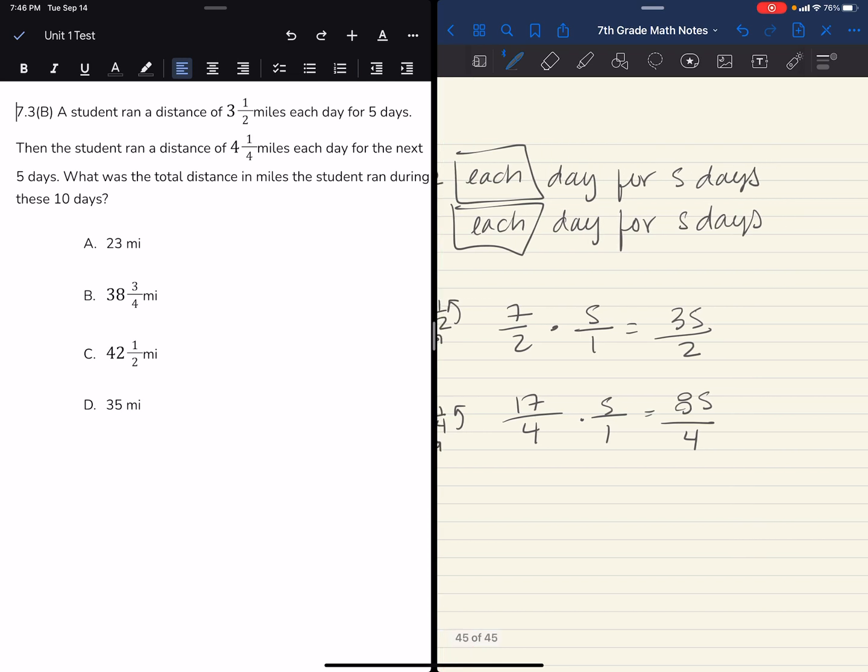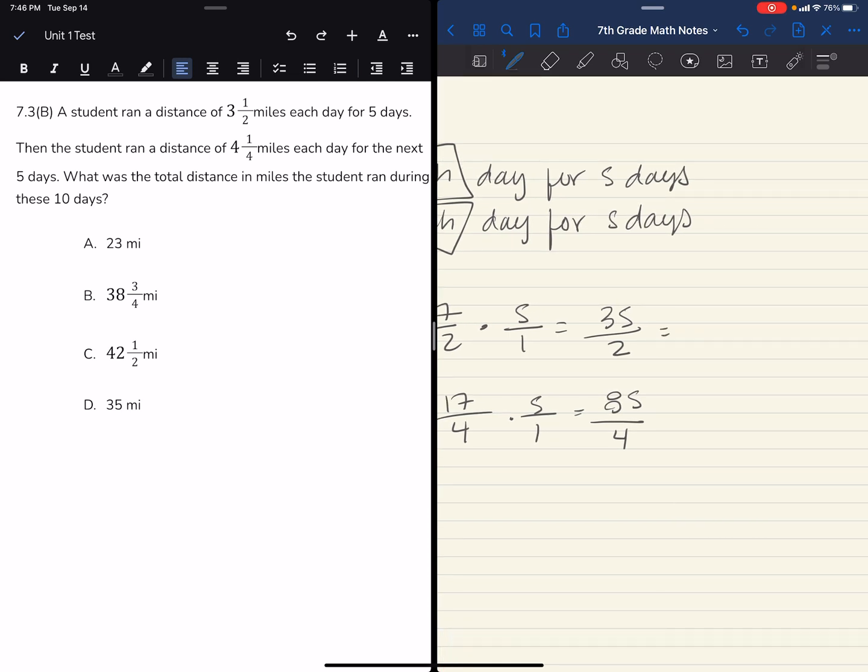So 35 halves equals 17 and 1/2. Because 2 can go into 3 one time, 2 can go into 15 7 times, remainder 1. 4 can go into 8 2 times, 4 can go into 5 1 time, remainder 1. Now I'm going to rename this guy to have a common denominator so I can add them together. So he becomes 17 2/4.